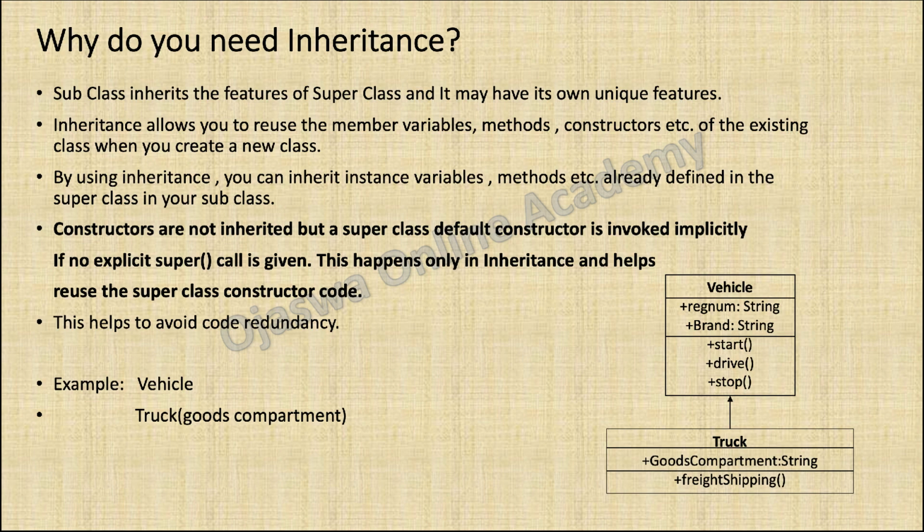Let us take a real life example of inheritance. Suppose you have a vehicle, and the vehicle has some features like registration number and brand name. Also, the tasks a vehicle can do: you can start the vehicle, you can drive the vehicle, and you can stop the vehicle. So this is the existing class you have, named vehicle.